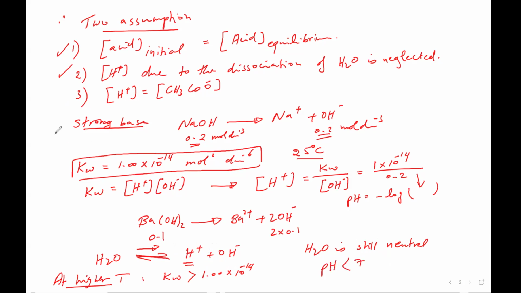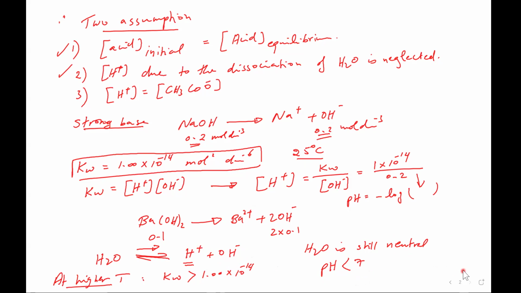It is less than 7 because at higher temperature, there will be more dissociation of the water, so the hydrogen ion concentration will be greater than that at 25 degrees Celsius. And since the hydrogen ion concentration became greater, the pH will be less than 7. But still, the water is neutral because the molar ratio between the hydrogen ion and the hydroxide ion is still the same. So water is still neutral, but the pH will be less than 7. Okay, so please take care for this.